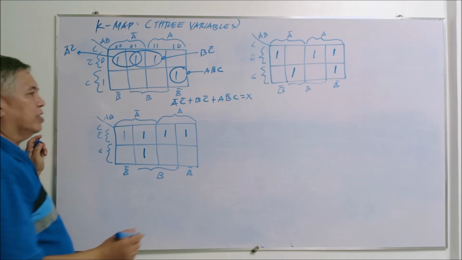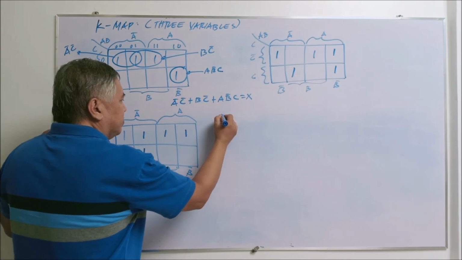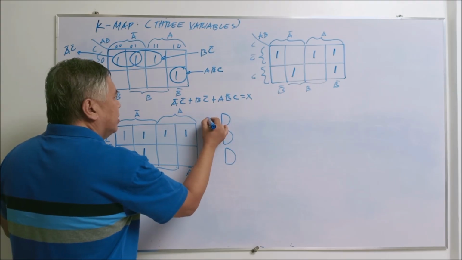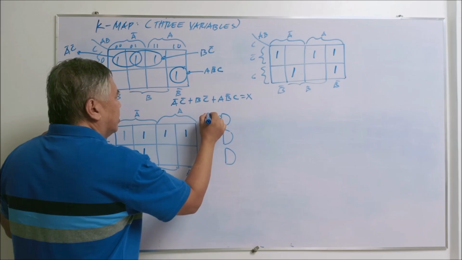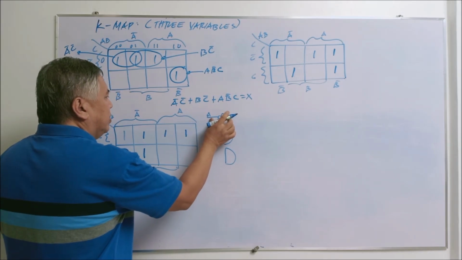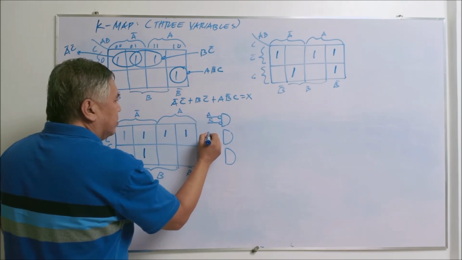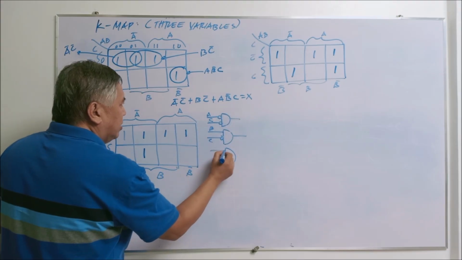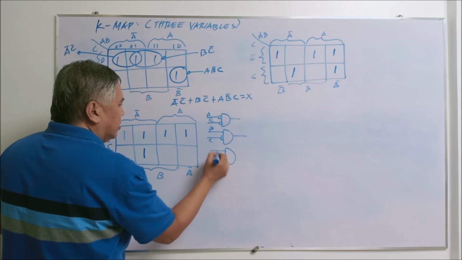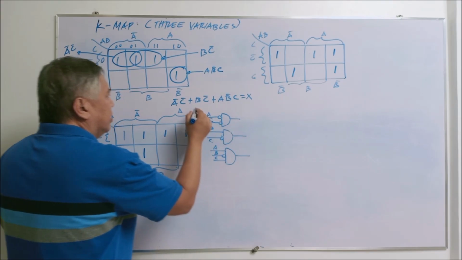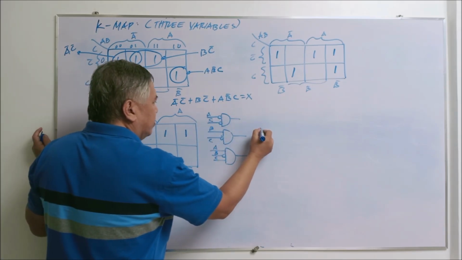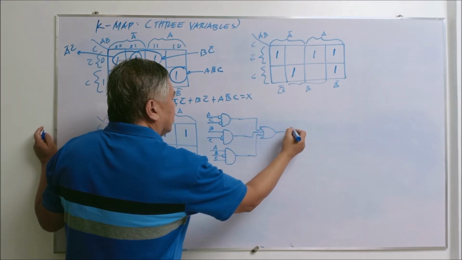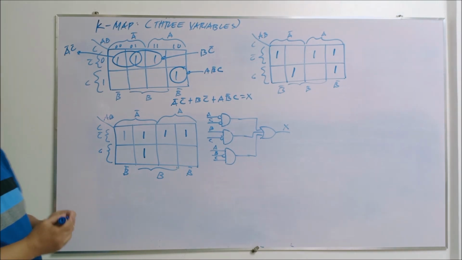And what will be our logical circuit? We need how many AND gates? 1, 2, 3 AND gates. So you have A bar, C bar, then you have B, C bar, and then A, B bar, C. All of these AND gates are being ORed together, so you draw an OR gate. That is your X. That will be our logical circuit equivalent.